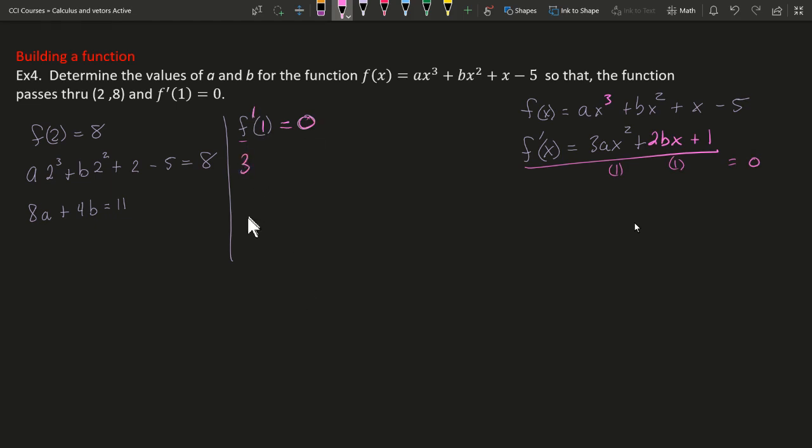So I'm going to take f prime, 3a, and in place of x, I put a 1, plus 2 times 1 times b. Oh, I forgot my b here. Hang on. Times 1, plus 1 equals 0. Now if I clean this up a bit, this is 3a plus 2b equals negative 1.